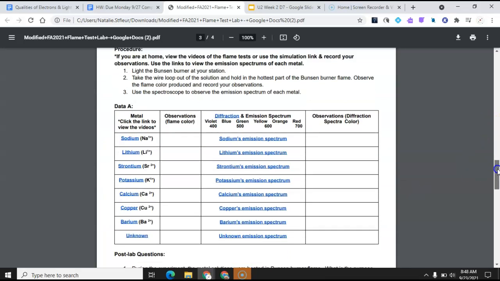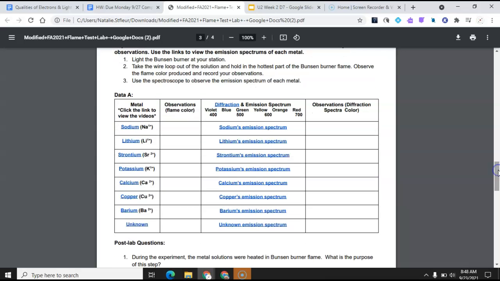Okay, now let's go into the data section. Again, for folks who were absent and didn't do the lab, you will use the links to write down your observations. For each of the metals, there are two types of colors that we observe.